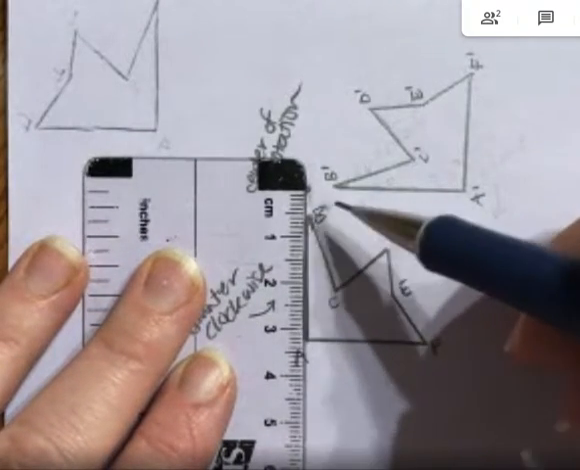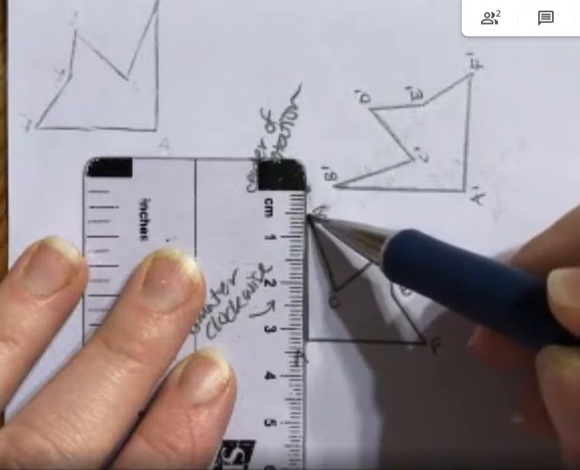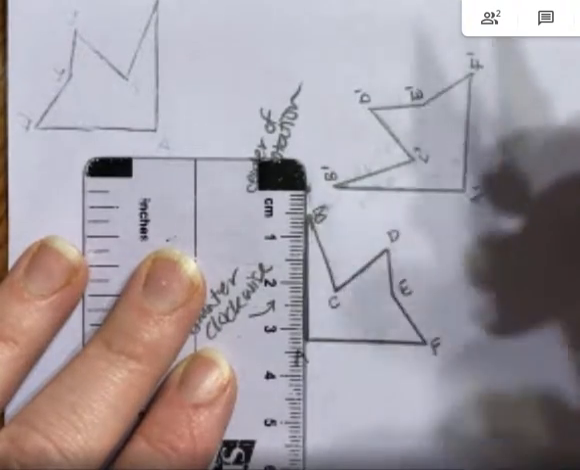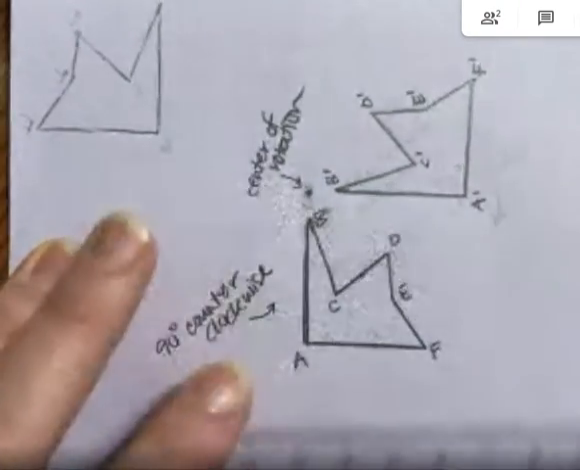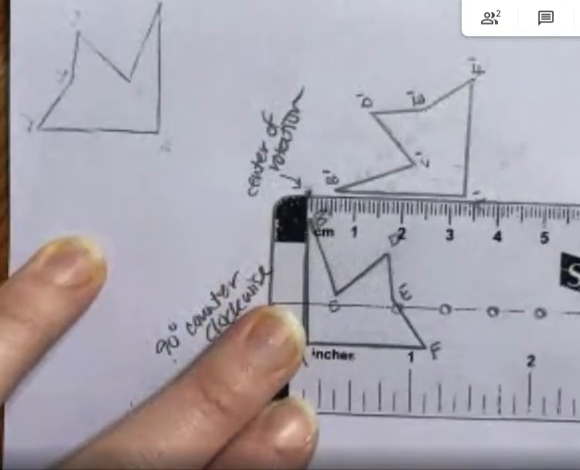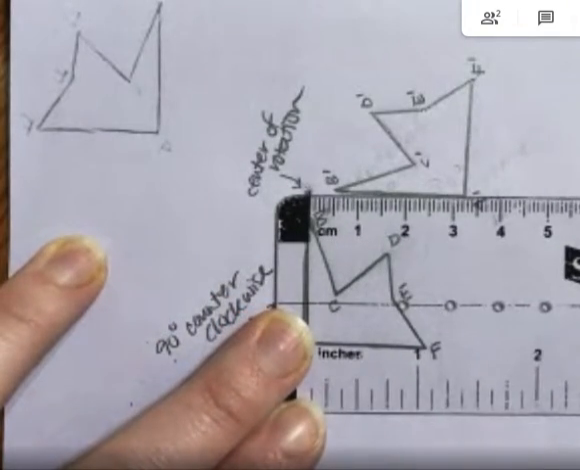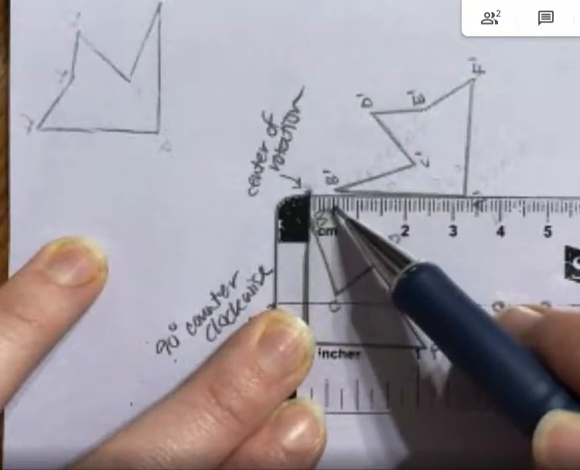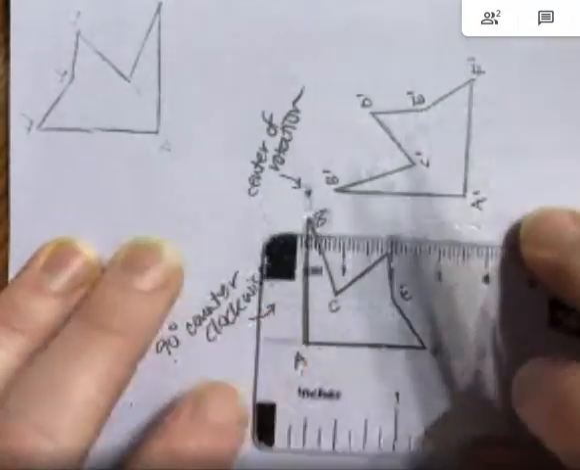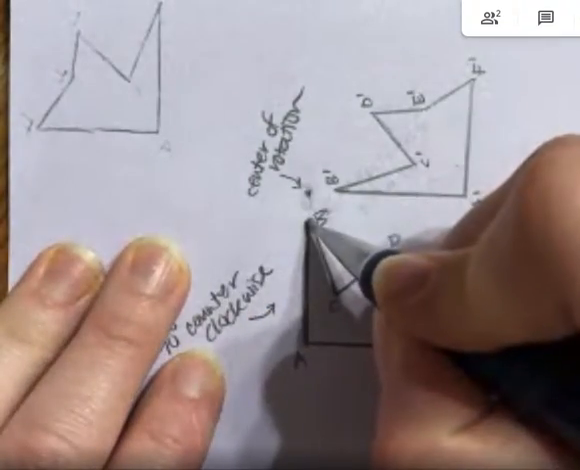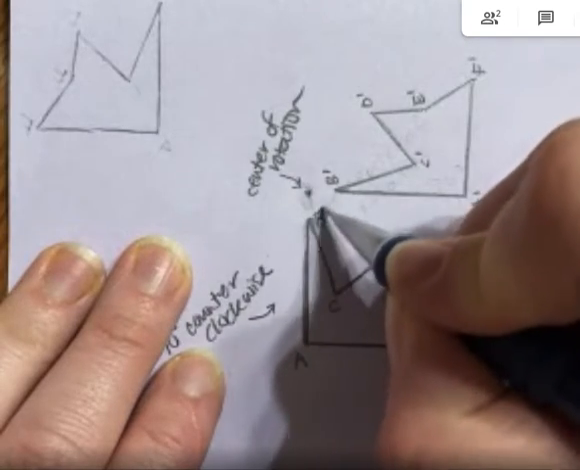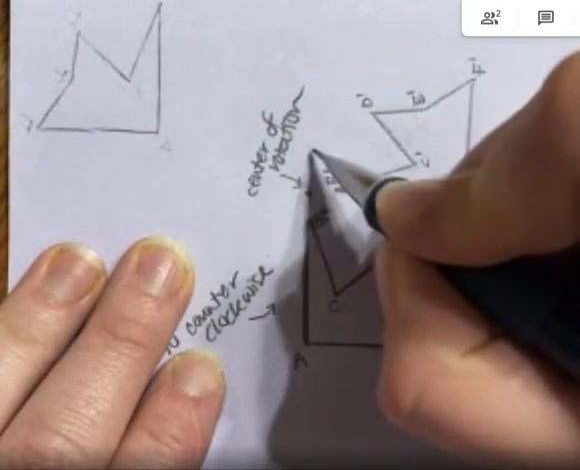If I look at this distance from the center of rotation to point B, it looks like about half a centimeter. Center of rotation to B prime should be pretty much exactly the same. Yeah, see? Half a centimeter. That's really important.